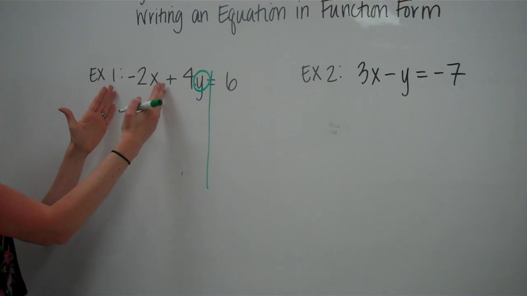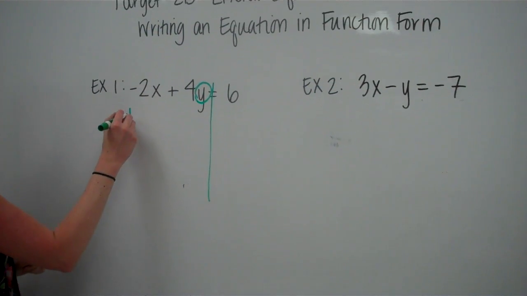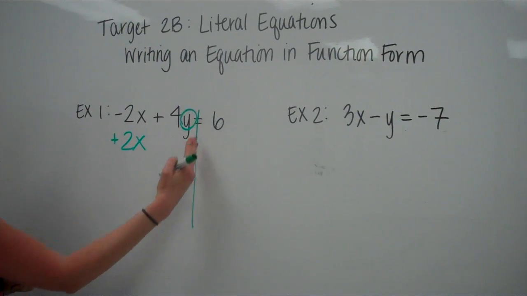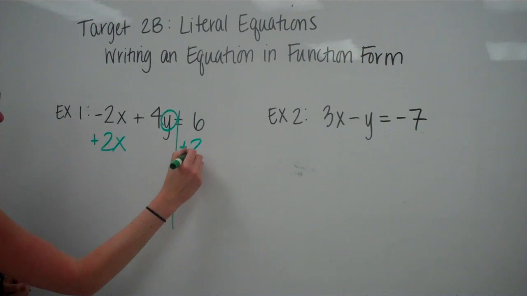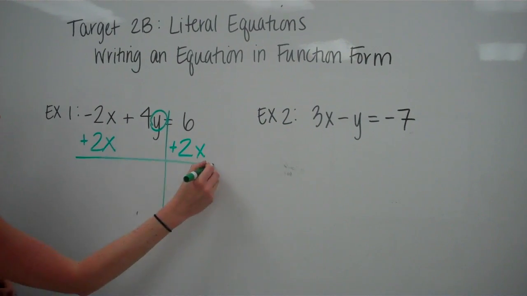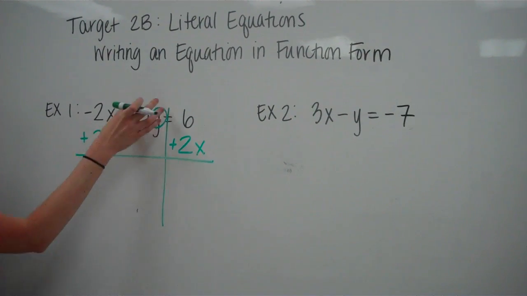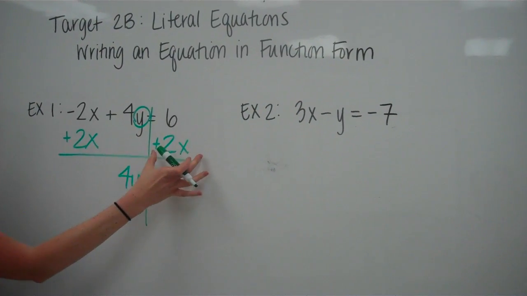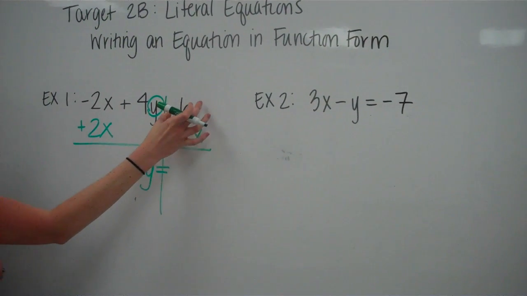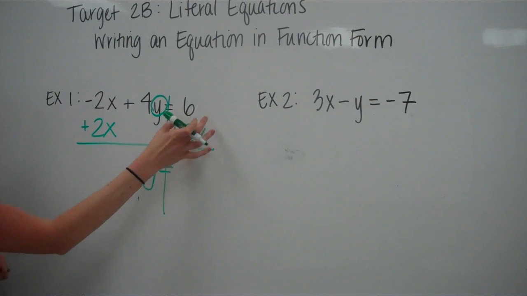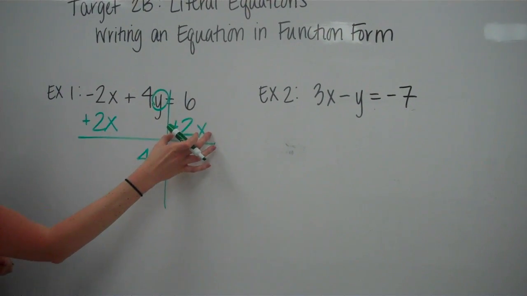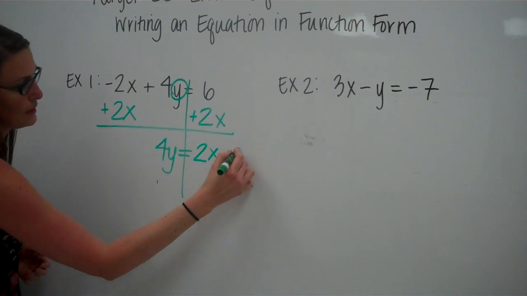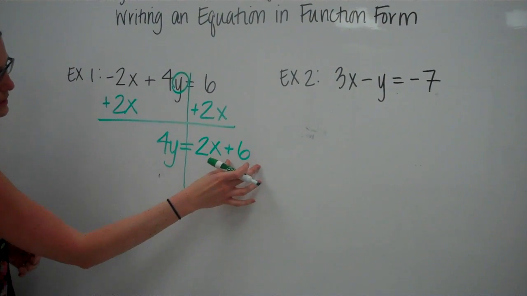When we do that, since it is already negative, we want to add 2x. Since we're going to do that on the left side of the equal sign, we want to make sure that we do it on the right side as well. So these will clear, and we're going to drop down our 4y. Now on the right side here, since we have a 6 and a 2x, and these are not like terms, you cannot combine these together, so we're just going to write them like so, as 2x plus 6.